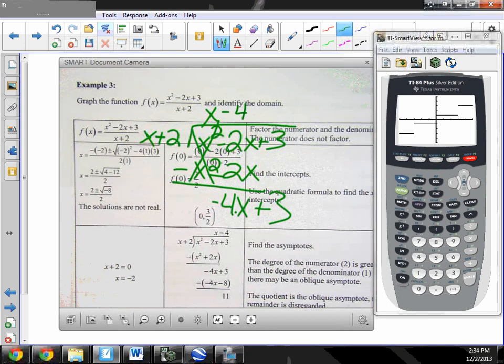Negative 4. So now I multiply negative 4 and x is negative 4x. Negative 4 and 2 is negative 8. Draw the line and change the signs. That's going to cancel, and I have a remainder of 11.